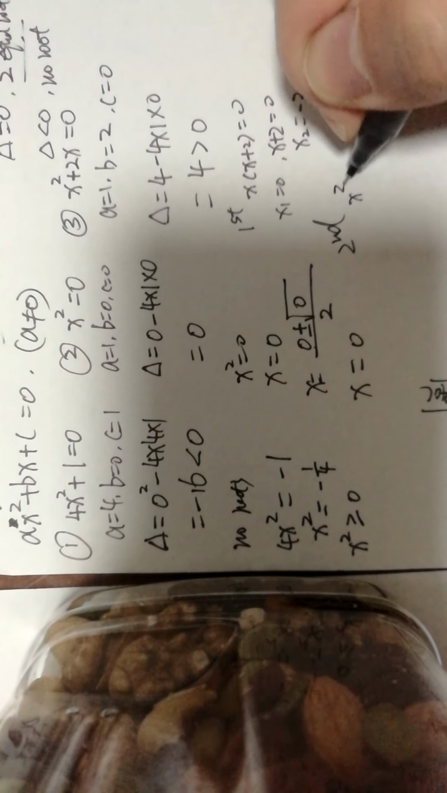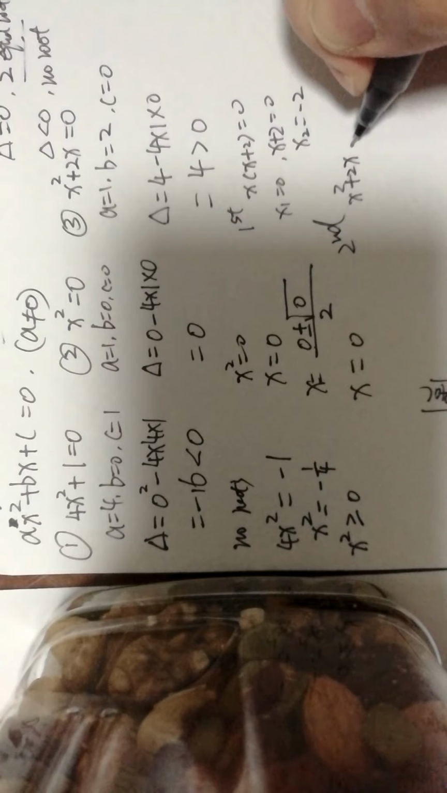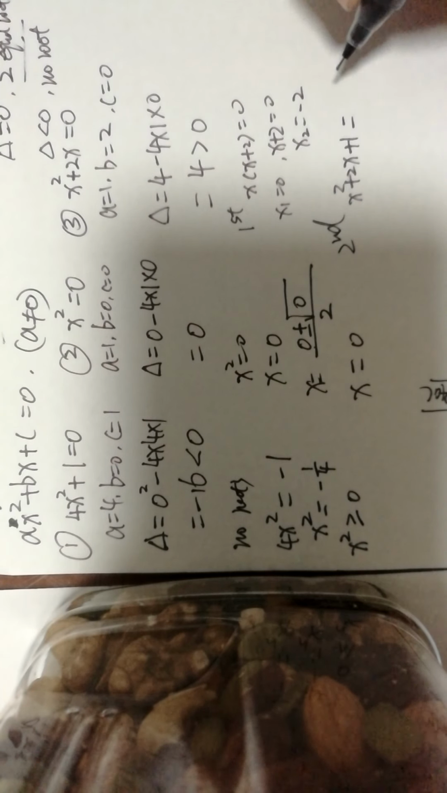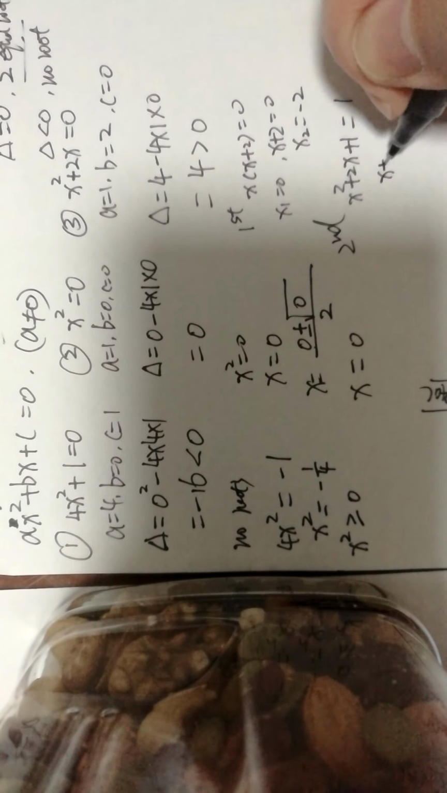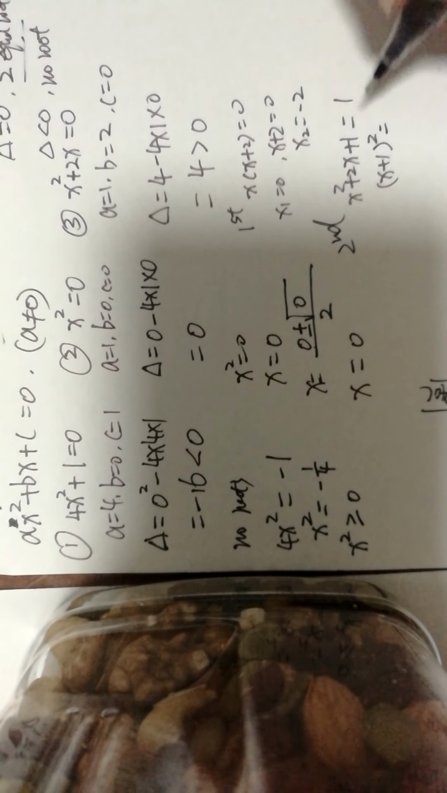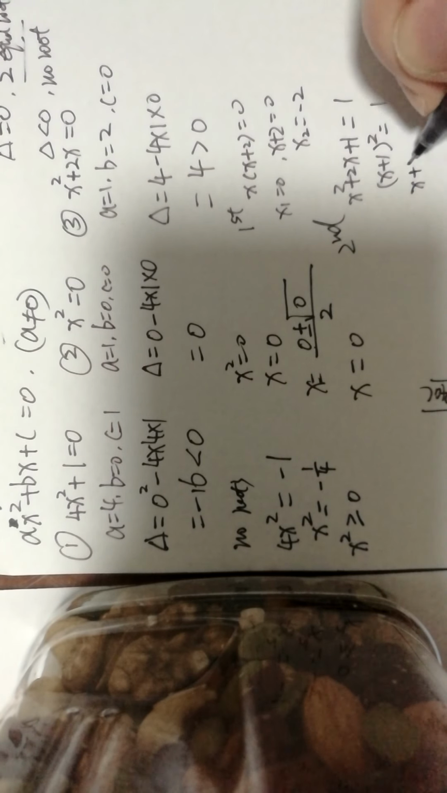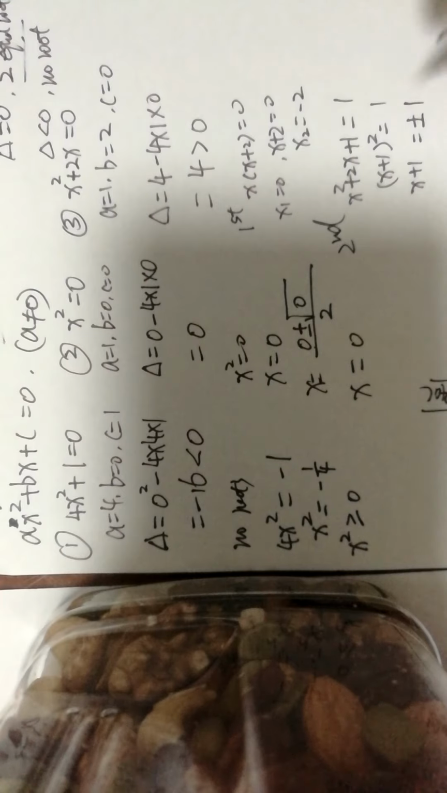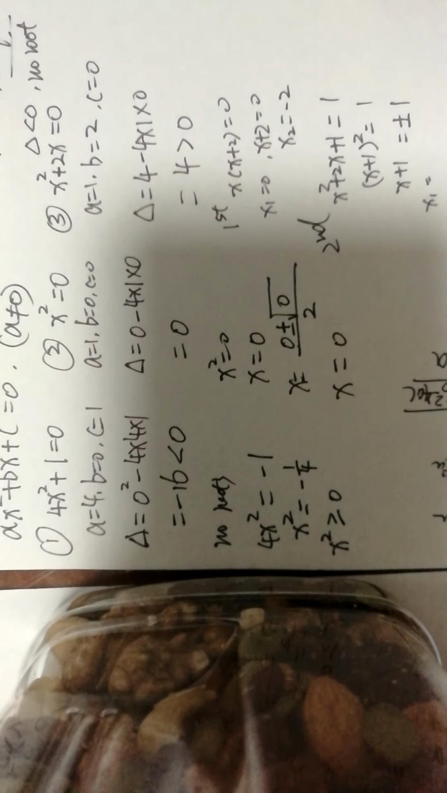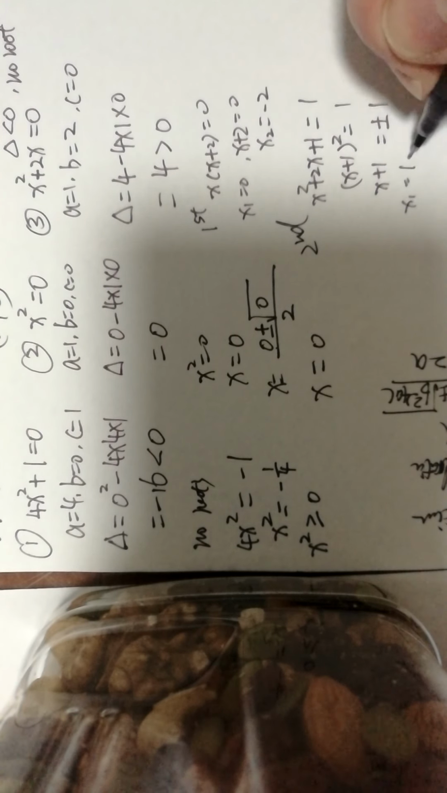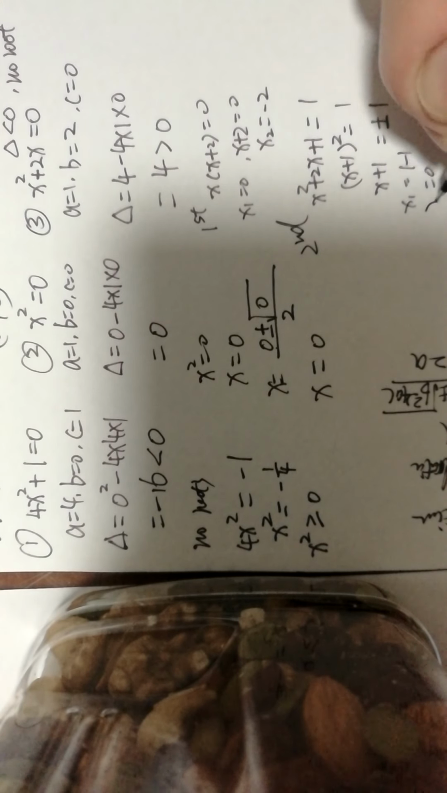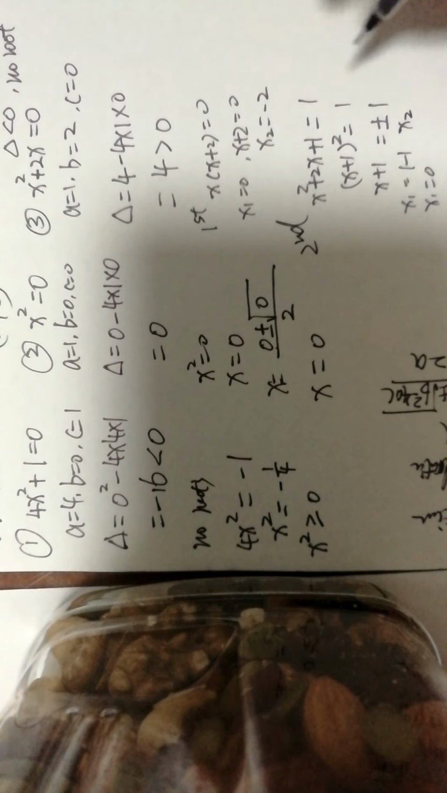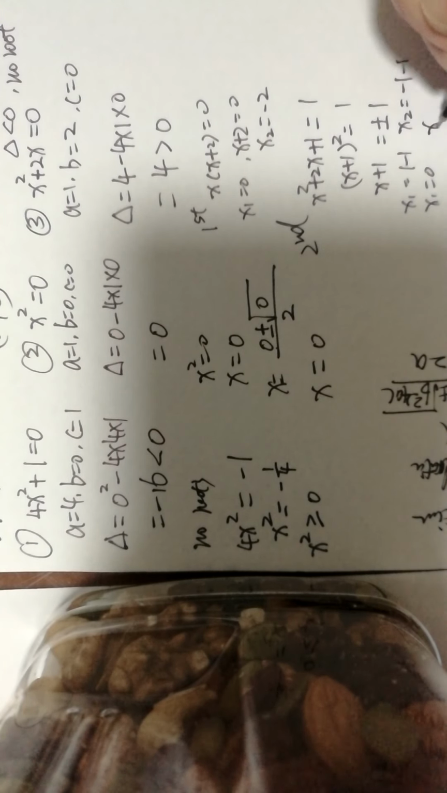So x squared plus 2x, then we can plus 1 here, and on the other side, we plus 1 too. Then we got x plus 1 squared equals 1. Then x plus 1 equals plus or minus 1. Then x1 is just 1 minus 1, which equals 0. Then x2 will be negative 1 minus 1, so x2 will be negative 2.